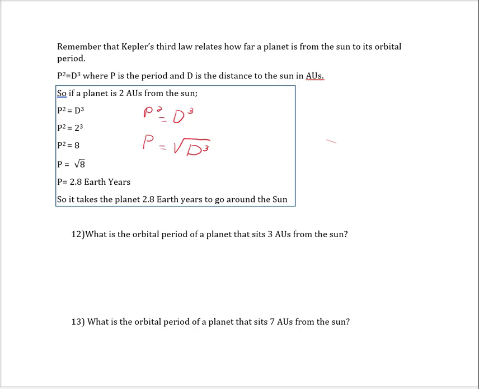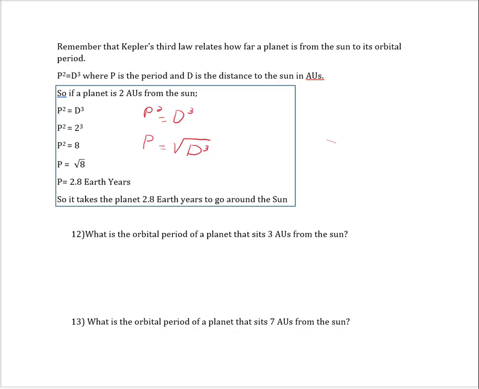If a planet sits 5 AUs from the sun, let's say, 5 times 5 is 25, times 5 is 125. So now what we want is the square root of 125, which equals something I don't know. I'm not going to get my calculator out, but you get the idea. You can go through all the algebra if you want, or cube it and then take the square root of it.